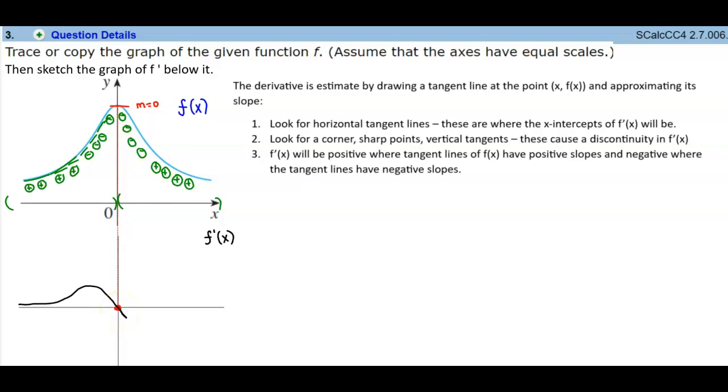It's going to go through 0 here, it decreases, and then it's going to increase again. And then it's not going to go past the x-axis, and therefore that's going to represent the derivative function of this function.